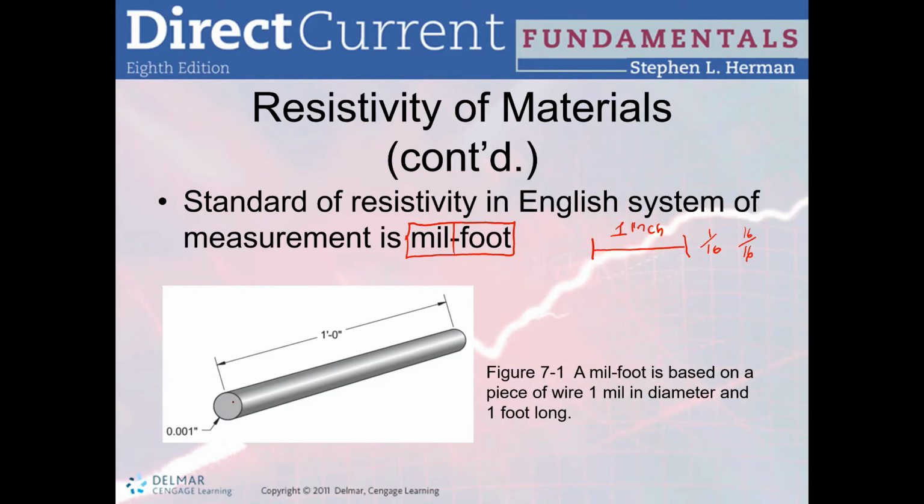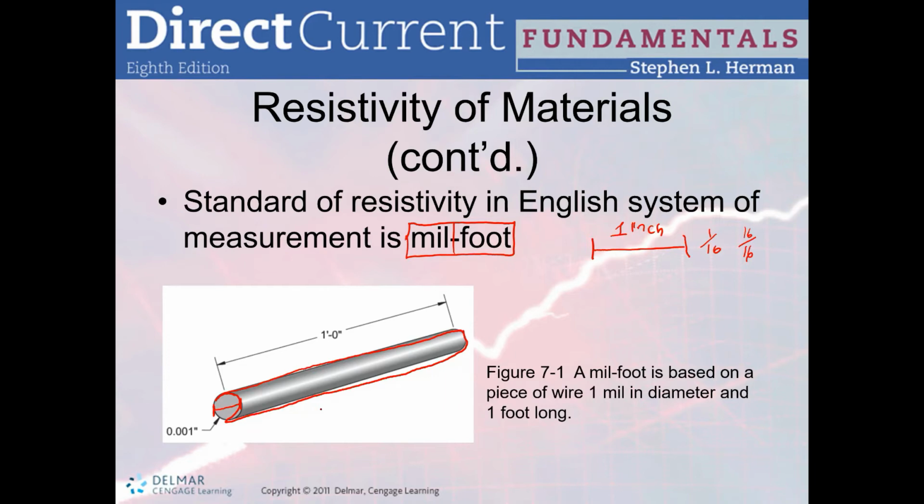Now, in the case of resistivity of material, in the case of the mill foot, we have one mill foot when in a conductor we have a gauge, a thickness, of 1 mil, and then we have a length of 1 foot. When we have those 2 parameters, then we have found our K factor, the natural resistivity at 20 Celsius for a given material, like in this case copper or aluminum.